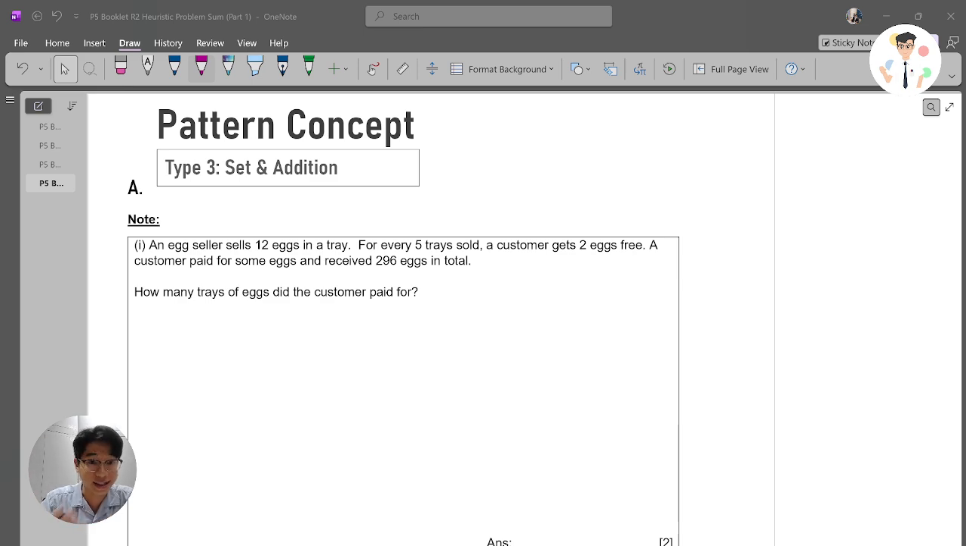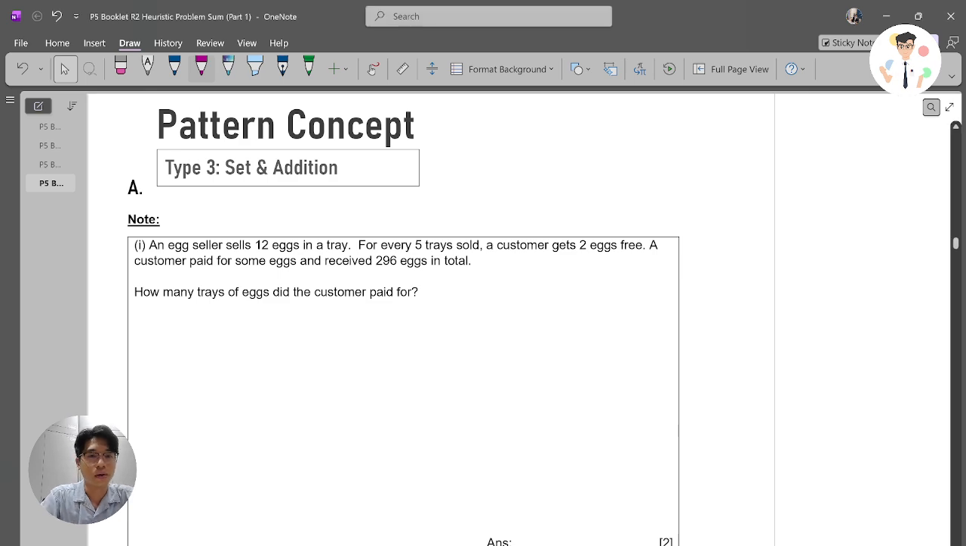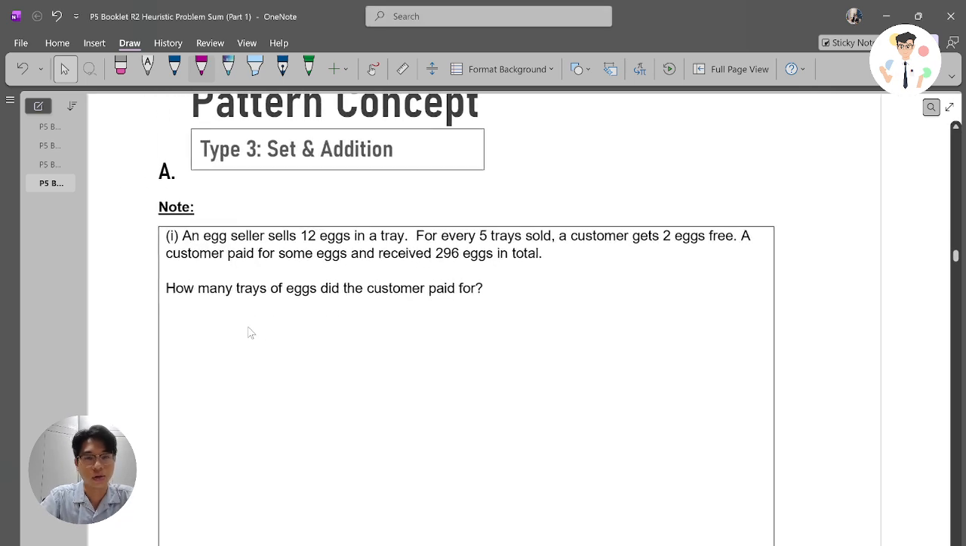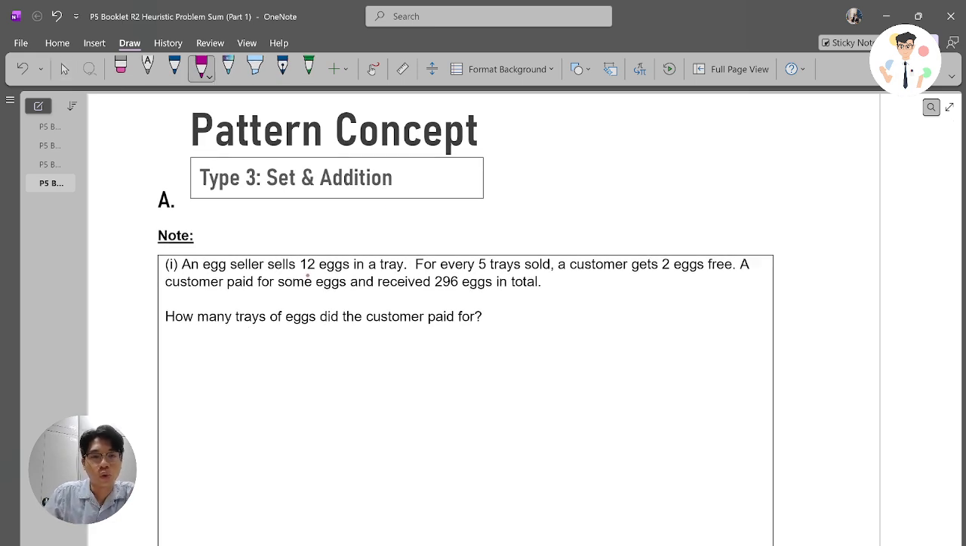So let's look at example number 1 to see what some of these questions can be like. It says that an egg seller sells 12 eggs in a tray. So I have a tray, and I know there will be 12 eggs inside the tray. For every 5 trays sold, say I have 5 trays, 1, 2, 3, 4, 5, I will get an extra 2 eggs, plus 2. So this is what I call one set.